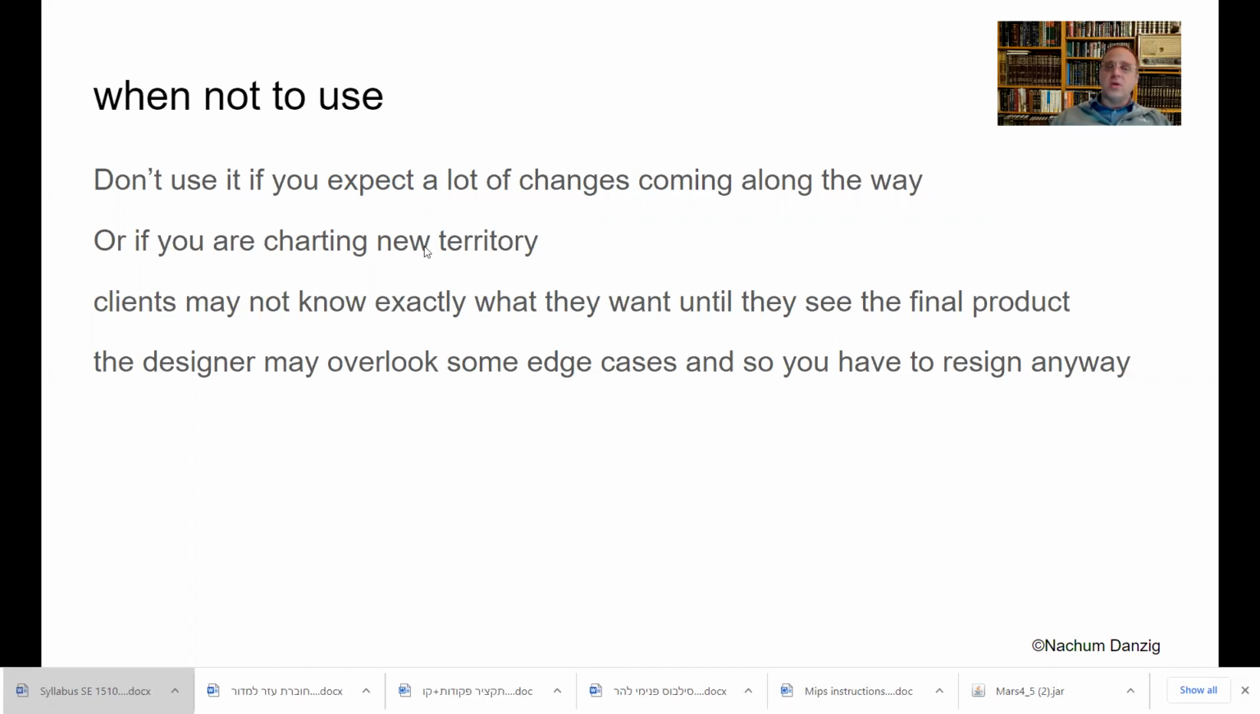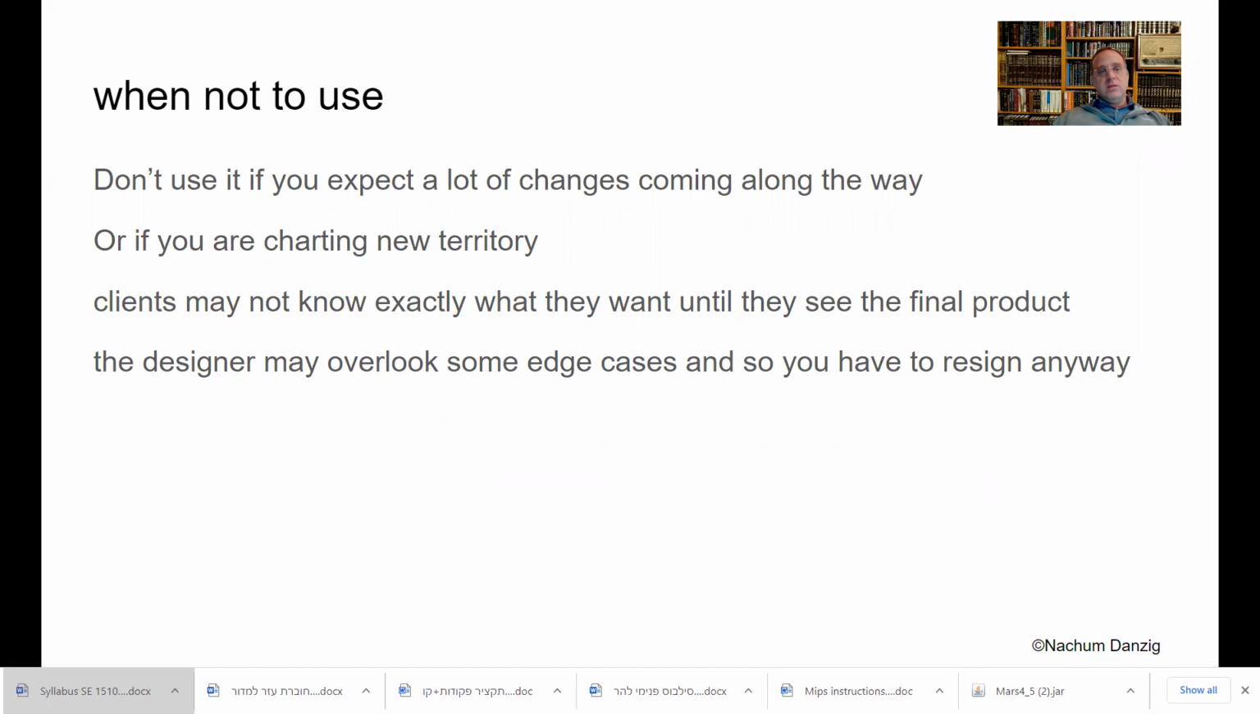Or if you're charting new territory, you don't know how to design it because nobody's ever done anything like this, and the design for it is not clear. Clients may not know exactly what they want. So if you're trying to copy a program, then this is good. What do you mean copy a program? Like if you're trying to make an exact replica of another program that already exists. Then you basically know all the designs. Then you may as well use a waterfall design. You know the design already.